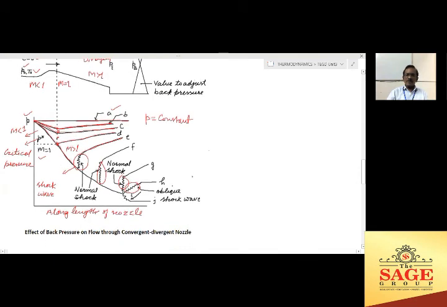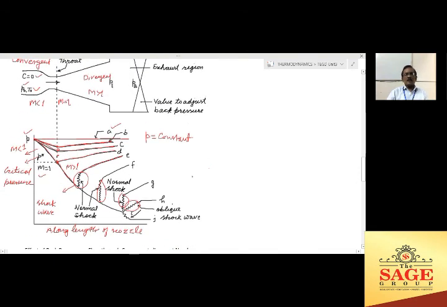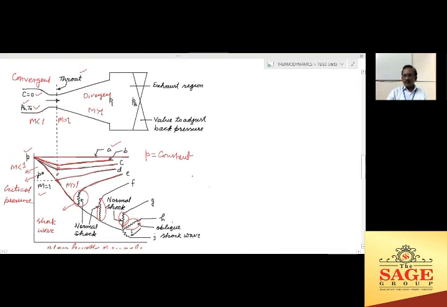So here we have seen the effect of back pressure on performance in the case of the convergent nozzle as well as in the case of the divergent nozzle.